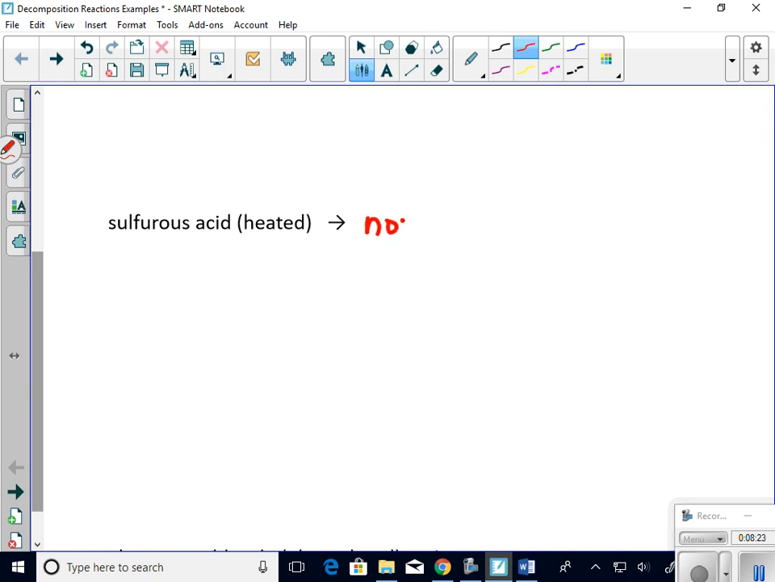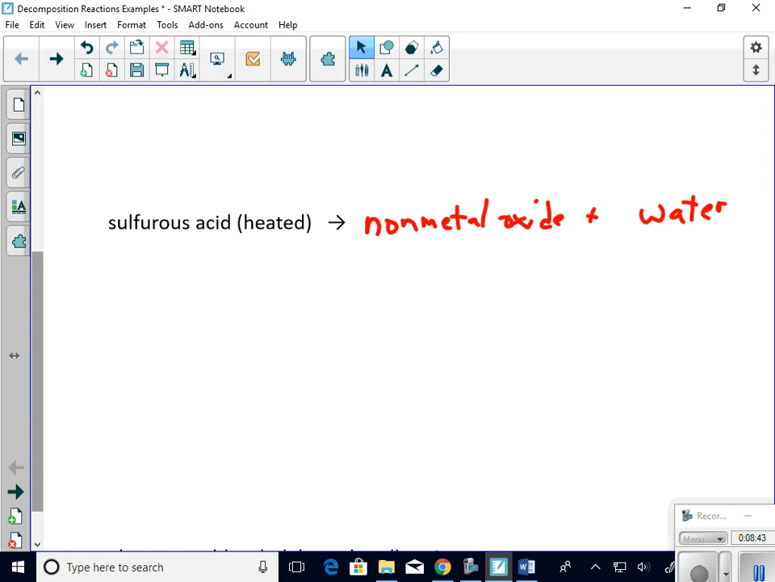A non-metal oxide and water, right? A non-metal oxide and water. So, my first step here, going back to last chapter, or 2 chapters ago, I've got to name an acid, right? I've got to name an acid.